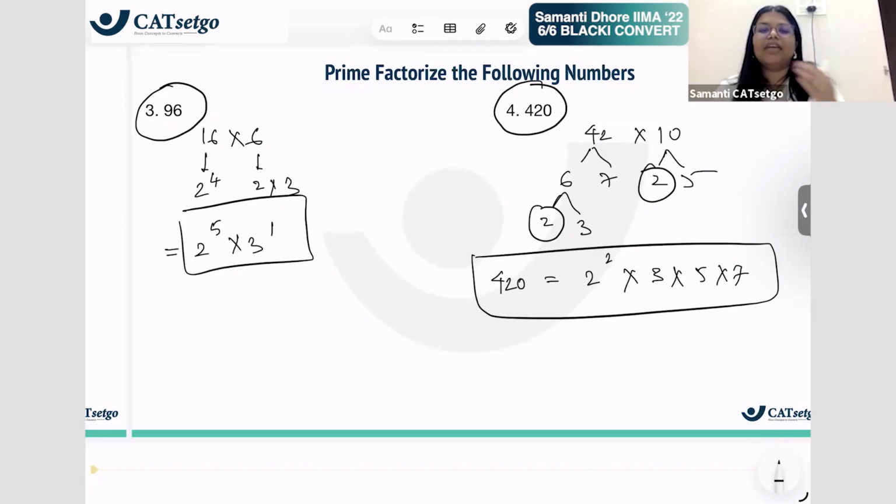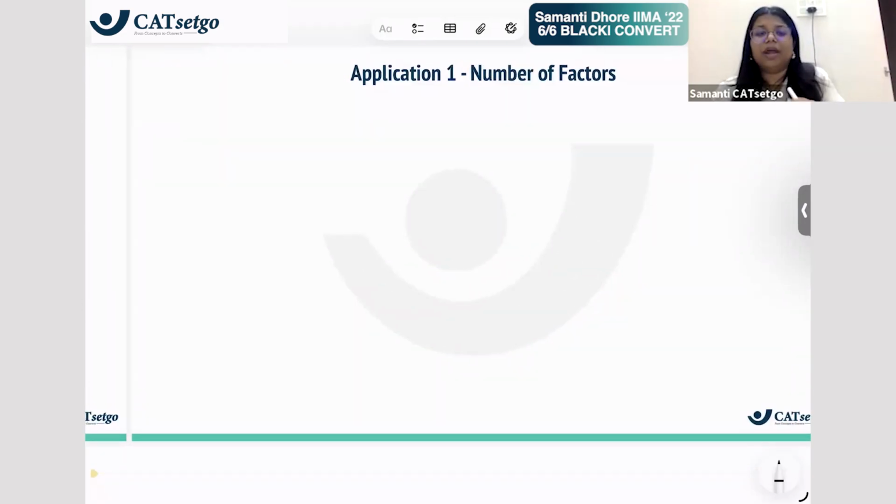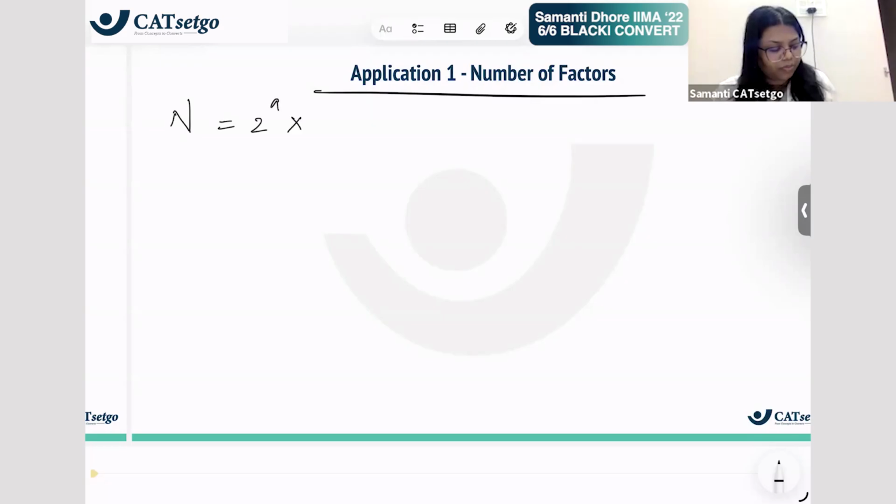All right. Now, once you prime factorize like this, what are the different applications of factorizing a number like this? Okay, let us have a look at it. The first application is, once you prime factorize, you can find the total number of factors. What I mean by that is, let's say there's a random number n given to you, and this number n can be prime factorized, right? So 2 raised to power a into p1 raised to power b into p2 raised to power c into p3 raised to power d and so on, it can be written like this. Where p1, p2, p3, what are these? They are odd prime numbers.